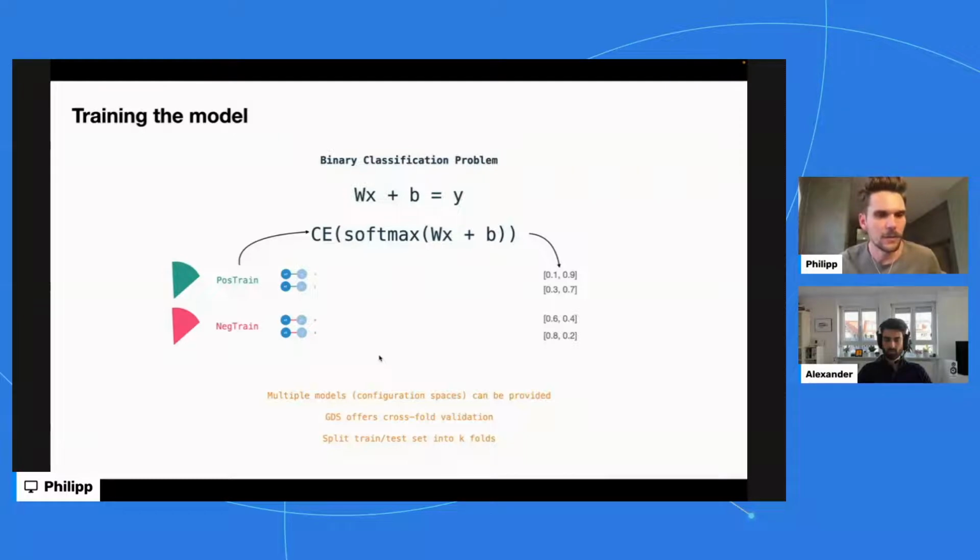Now, the GDS link prediction pipeline also offers you to add multiple models to your pipeline. So you could, for example, even add both a random forest and a logistic regression. And you can also specify spaces for the parameters. And it offers a cross-fold validation, which would figure out what's the best model and the best parameter instance for you. And therefore, it would split the training sets again into k-folds. Exactly. So those are the only things I think we've got to know for the model step.